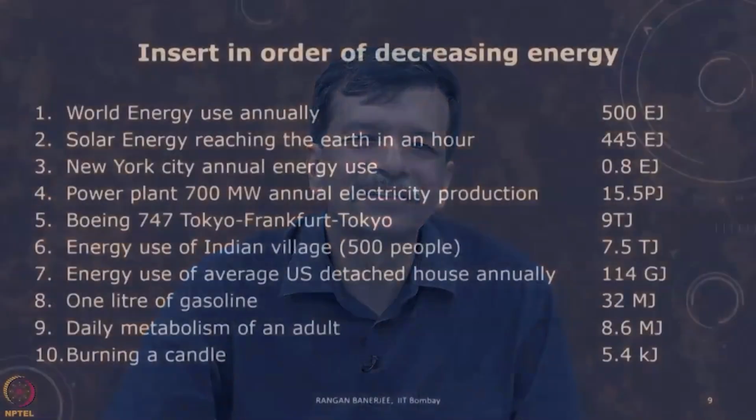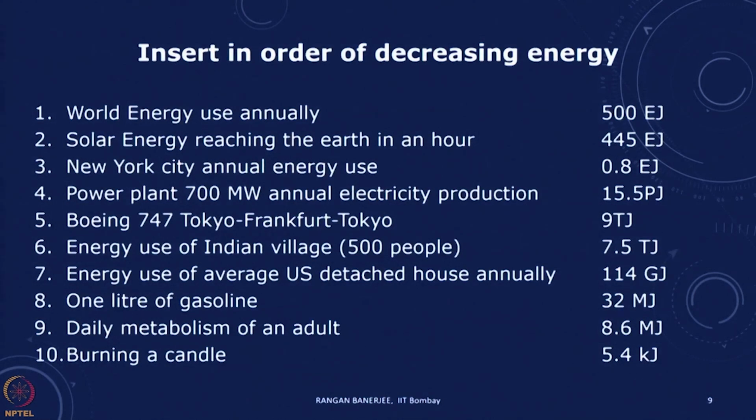The world energy use annually is about 500 exajoules. Solar energy reaching the earth in an hour is about 445 exajoules. So, that means we have abundant solar energy, right. In 1 hour we have enough, which is equal to the amount which the world is using annually. New York City annual energy use is 0.8 exajoules, power plant 15.5 petajoules, 747 Tokyo Frankfurt 9 terajoules. The lowest is burning the candle, and the daily metabolism of an adult is somewhere in between, and this just gives you a sense of the relative magnitudes of things.